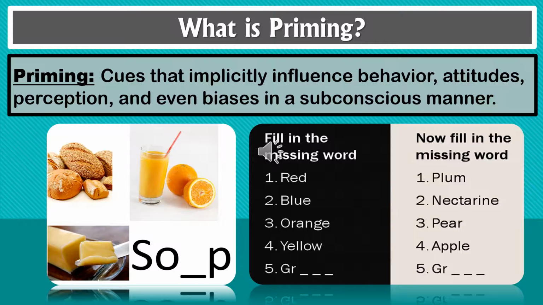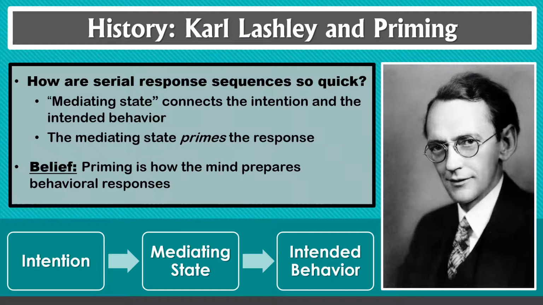Priming involves cues that can implicitly influence behavior and attitudes. The concept of priming was initially introduced by Karl Lashley in 1951 as a possible explanation for how the mind prepares behavioral responses. Lashley first coined the term when he was attempting to discern how serial response sequences, for instance speech production, occur quickly and with seemingly little effort. His belief was that there was a mediating state that connects intention and execution of intended behavior. The mediating state, he argued, assembles the action so that it is in the appropriate serial sequence. In other words, the state was priming the response.